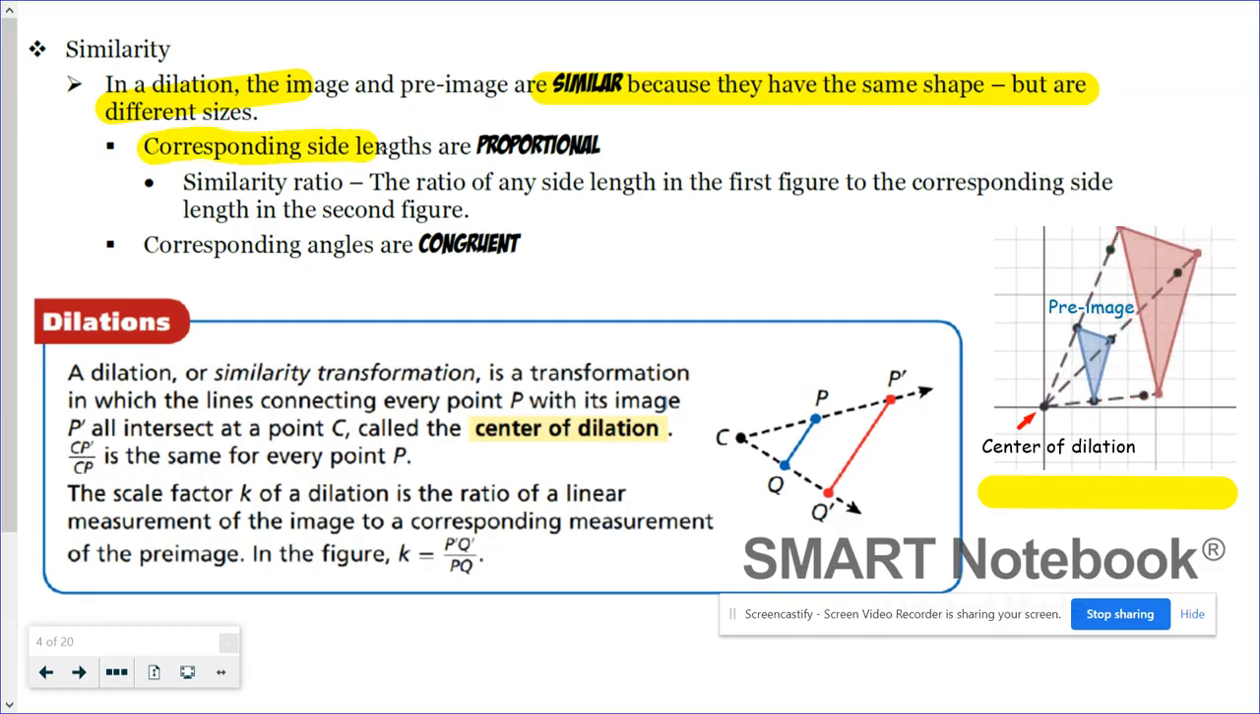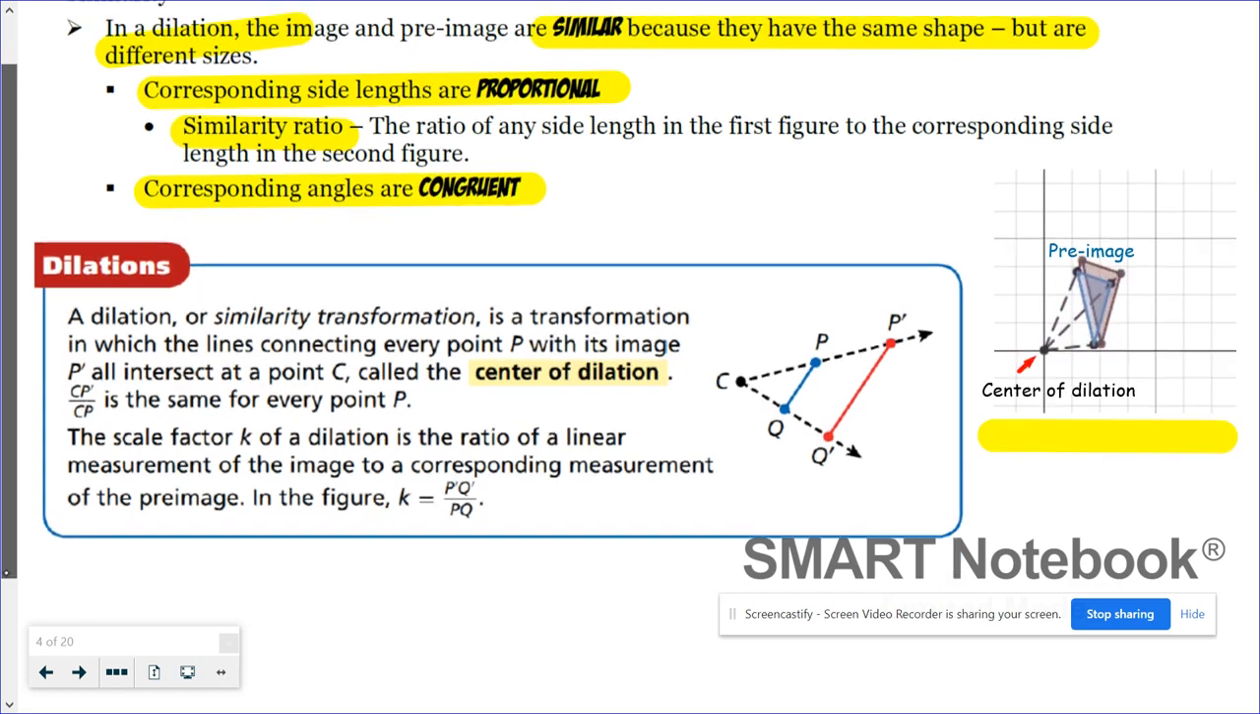Now, corresponding side lengths are proportional, which means they're related by something called a similarity ratio. It's the ratio of any side length in the first figure to the corresponding side length in the second figure. And corresponding angles are going to be congruent.